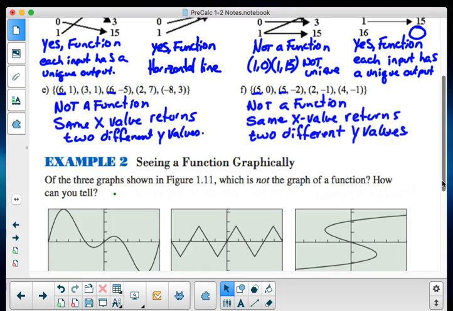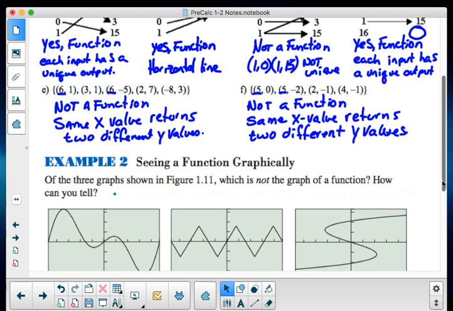Okay, it is possible for them to repeat an X value and to have the same Y value in both coordinates. So it's not like every time an X repeats, it's always not a function. It has to be a different output, okay? Every time you put in a domain value, you should get the same range value.